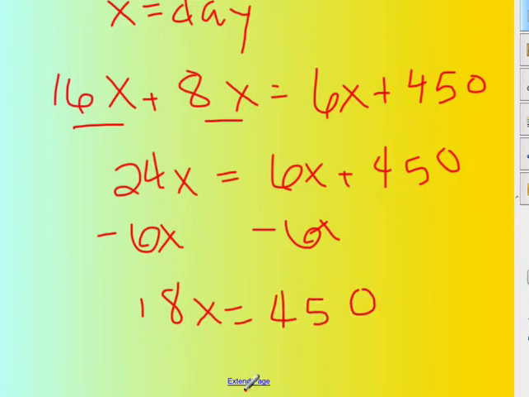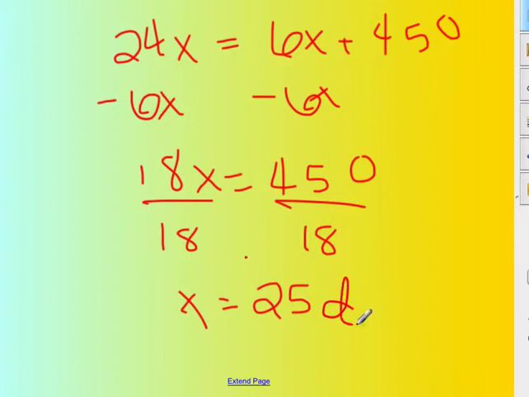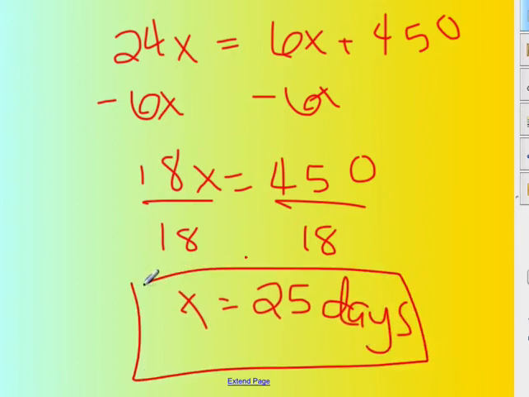That 18 is being multiplied by the x, so I'm going to divide both sides by 18, and I end up getting that x is equal to 25 days, because that's how many days you need to go to the gym to make it worth it to buy a membership.